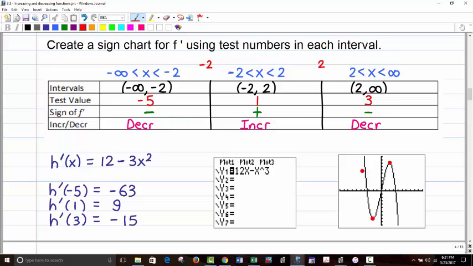Here's what a graph of it looks like: decrease, increase, decrease. And there we go. That's it.